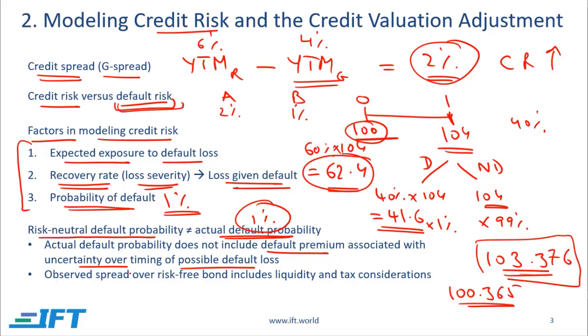Another reason for the difference is that the observed spread over the risk-free bond includes liquidity and tax considerations. So the point is that there is a difference in the YTM of a risky bond and a risk-free bond based on credit risk, but that spread in the real world needs to be increased to account for liquidity factors and tax considerations. The liquidity of corporate bonds tends to be lower than the liquidity of government bonds. That's why we need to make an adjustment related to liquidity.